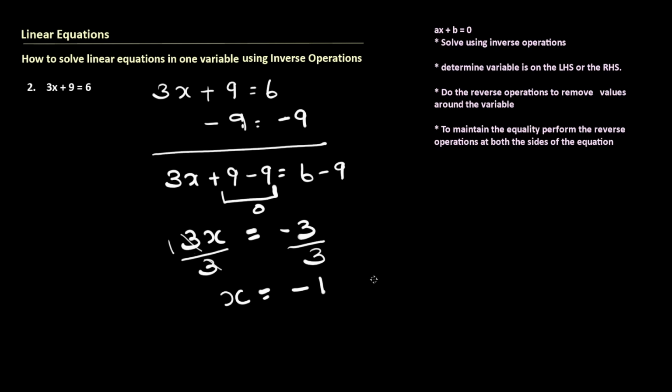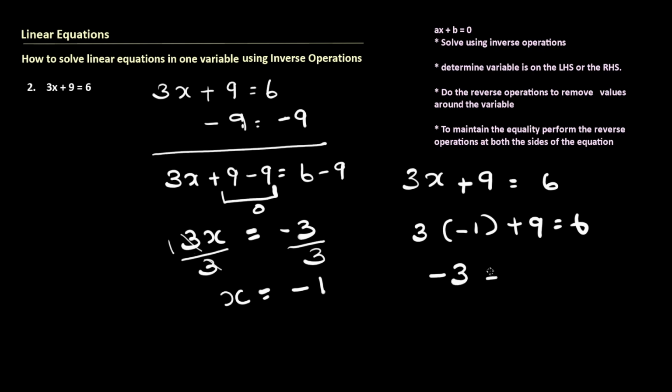Let's verify our solution by plugging the value of x into the original equation, 3x plus 9 equals 6. 3 times minus 1 plus 9 equals 6. 3 times minus 1 is minus 3. Minus 3 plus 9 equals 6. 6 equals 6. That is true. So our solution x equals minus 1 is right.